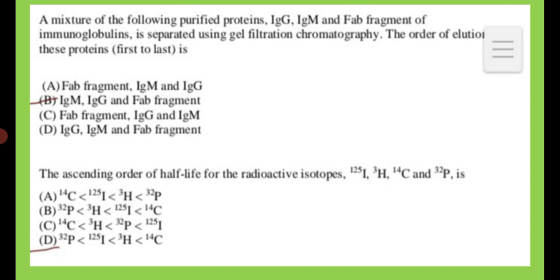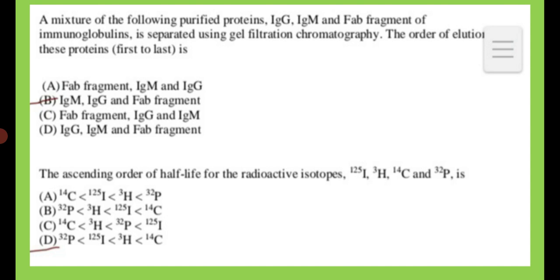The separation is achieved using a porous matrix. To this porous matrix, the molecules can access to different degrees. Small molecules have greater access and larger molecules are excluded from the matrix. In gel filtration chromatography, the molecule having a high molecular weight gets eluted first. So as IgM has a high molecular weight, it gets eluted first.